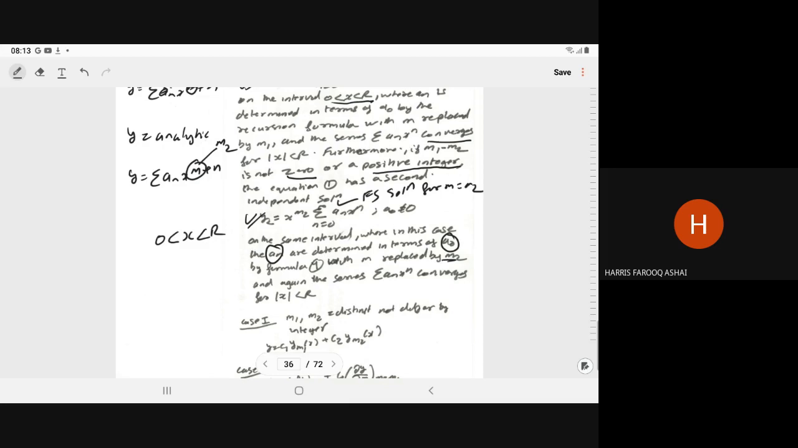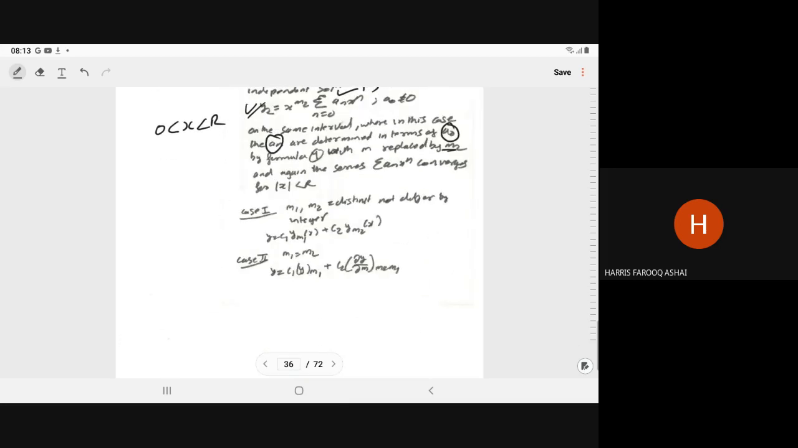Now the question arises, when the difference is not an integer, when the difference is an integer, and when the difference is 0, what is the case at that time? So here we have different cases. First, when m1 and m2 are distinct and do not differ by an integer, the general solution will be, as we have discussed, c1 y1 plus c2 y2, where y1 is for m equal to m1 and y2 is for m equal to m2. That is the general solution.